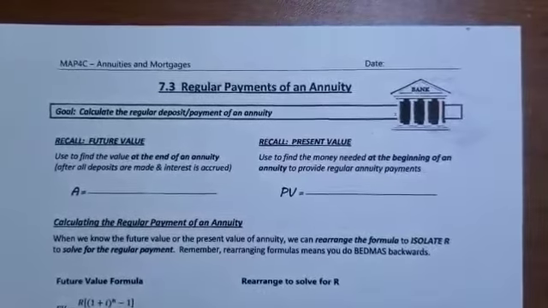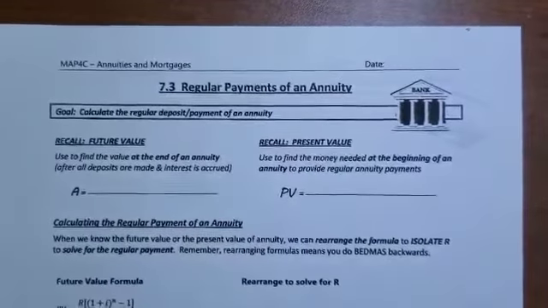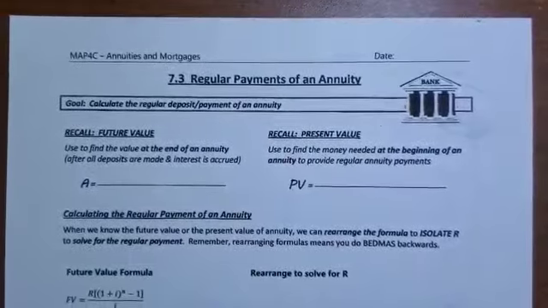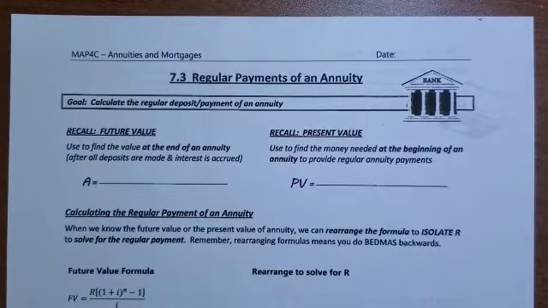Hi everyone, this lesson we'll be learning about regular payments of annuities. So the goal is to calculate the regular deposit or payment of an annuity. We have been looking at the future value and present value annuity formulas. The future value is used to find the value at the end of an annuity after all deposits are made and interest is accrued.